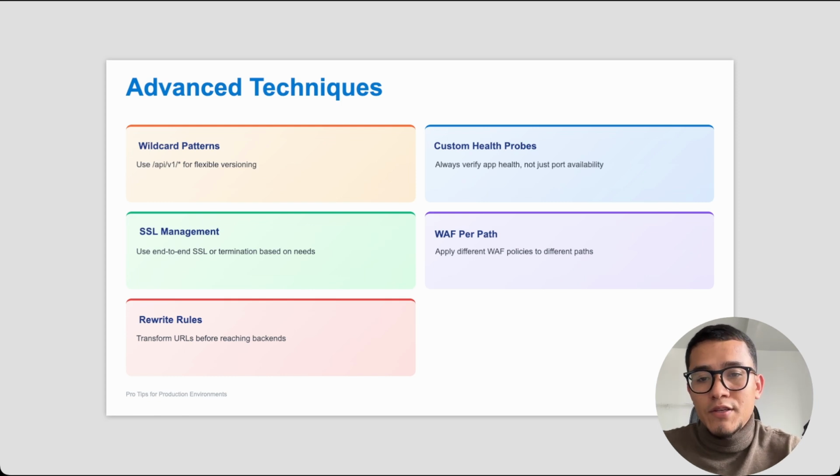For example, you can use end-to-end SSL if your backends also use HTTPS, or SSL termination if you want the gateway to handle encryption and communicate with backends over HTTP internally. WAF rules per path. If you're using web application firewall with your application gateway, you can apply different WAF policies to different paths. Maybe one endpoint needs to be stricter with SQL injection, while others more relaxed because of performance. Rewrite rules. Use rewrite rules to modify requests or responses on the fly. You can remove server headers for security, rewrite URLs before sending to the backend, or add custom headers for backend authentication.